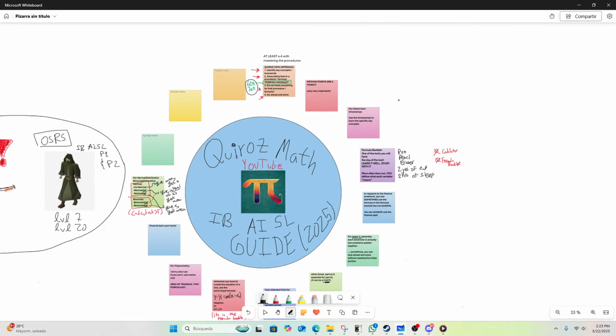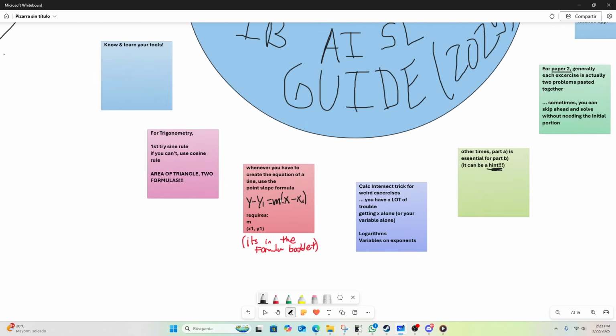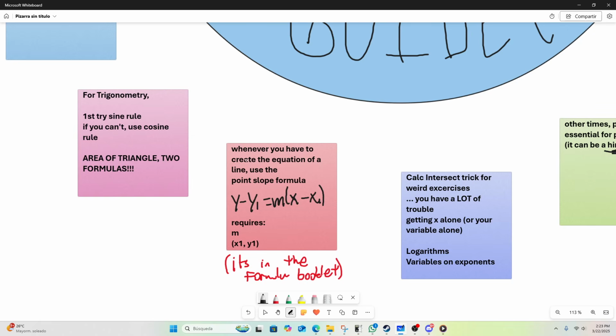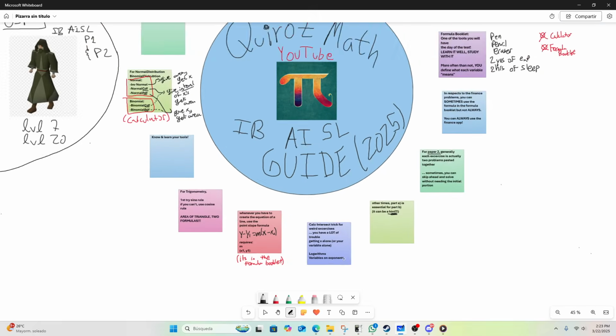And of course, there are a couple of things you need to be aware of within these formulas, the best approach. For example, here the best approach is using the point slope formula, y minus y1 equals m times parentheses x minus x1, for creating equations. Maybe area of a triangle, remember you have two formulas, and so on.